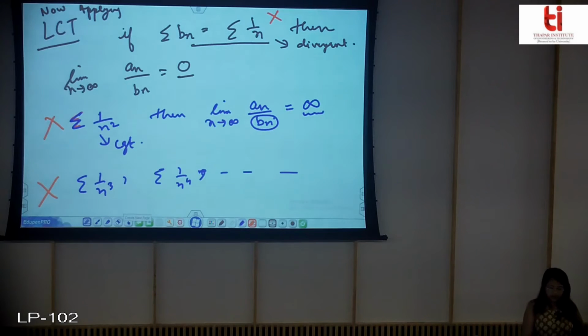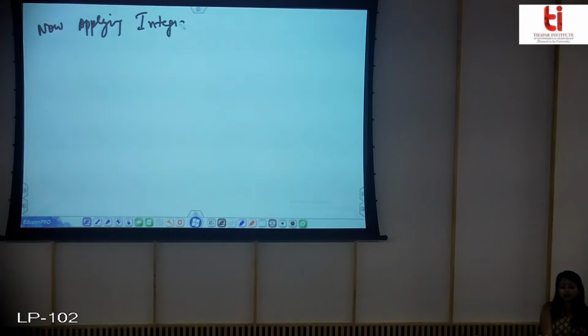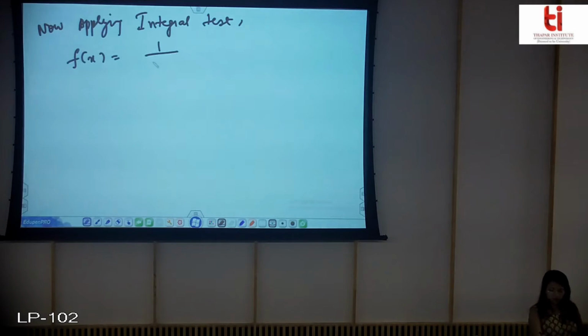What we have studied is the integral test. So let's see whether this can be solved by the integral test. Now again we have to check that all three conditions are satisfied so that we can apply the integral test. So now applying the integral test, in this you observe that f of x is equal to this for x greater than or equal to 2.